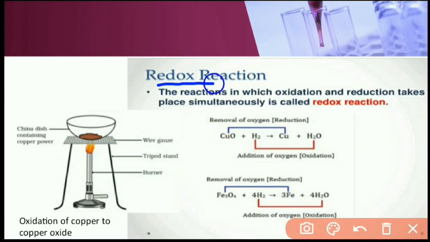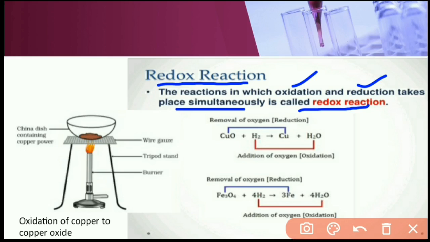Next is redox reaction. The reactions in which oxidation and reduction take place simultaneously are called redox reactions. First we understand what oxidation and reduction are. Oxidation is the process involving addition of oxygen and removal of hydrogen. Reduction is the reaction with removal of oxygen and addition of hydrogen.